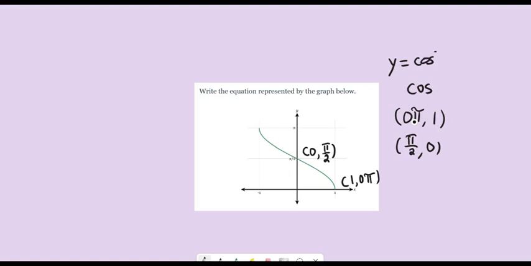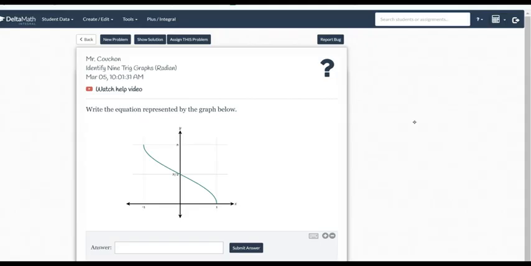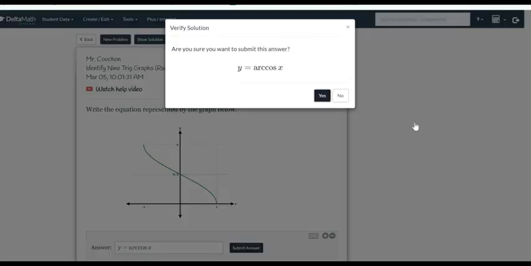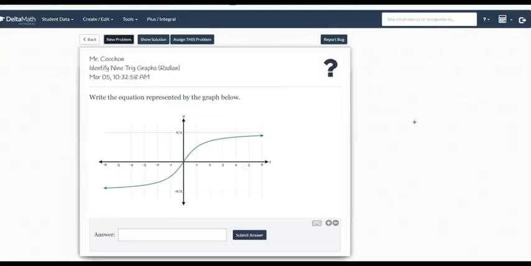Or we could say inverse cosine. So let's go back here. Type that in. Y equals, and I'm just going to type in arc because it's easier. Arc cosine x. Yes, I'm sure. Got it. Okay, let's try another one.